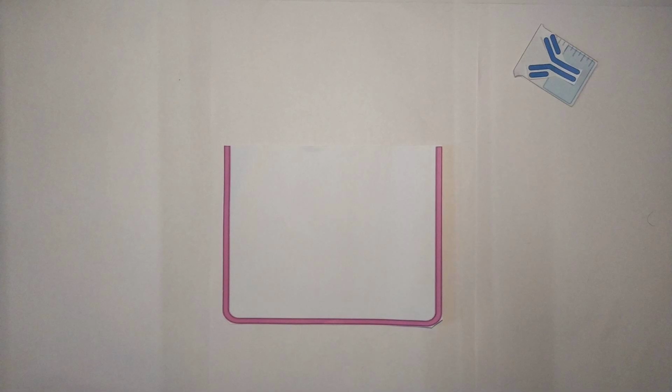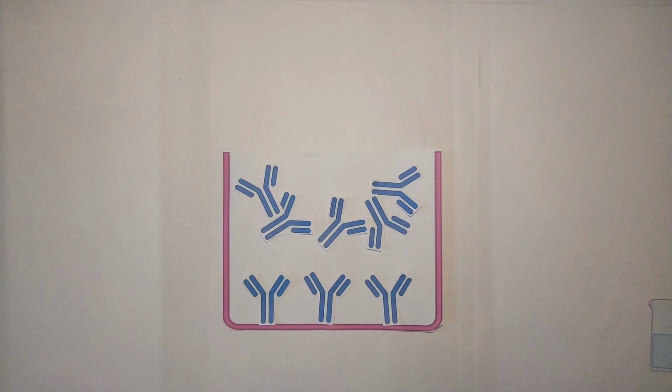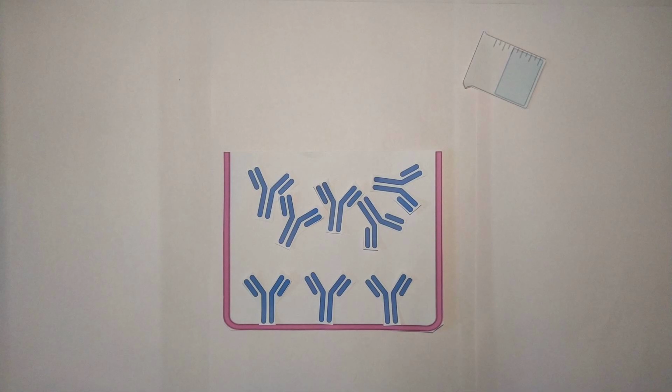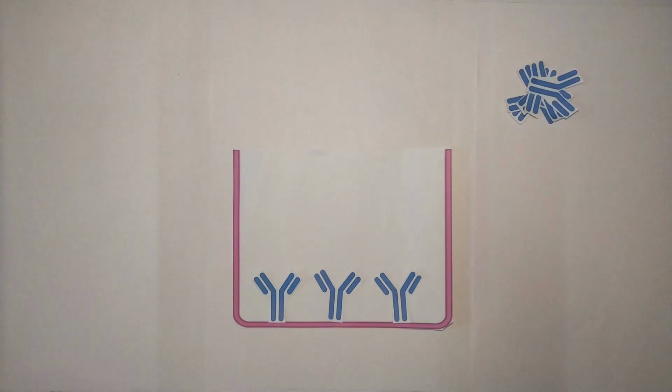The first step is coating. In this, the wells are coated with standard capture antibodies and then are incubated at 4 degrees Celsius overnight. During this, the insoluble antibodies get bound to the wells. The wells are then washed with distilled water to remove the unbound capture antibodies.